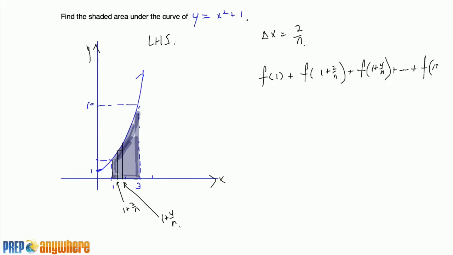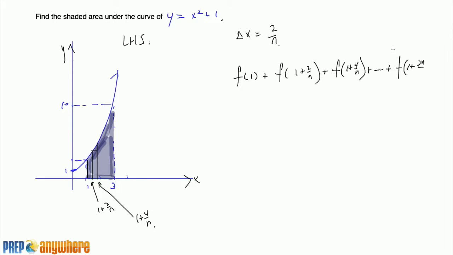f at 1 plus 2 over n, minus 1, over n. Yeah, I forgot the minus. Okay, all times delta x, because these are the heights, and we have to multiply by the base to get the area of the rectangle.